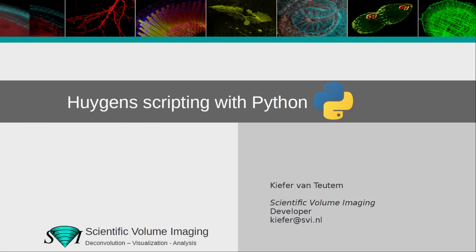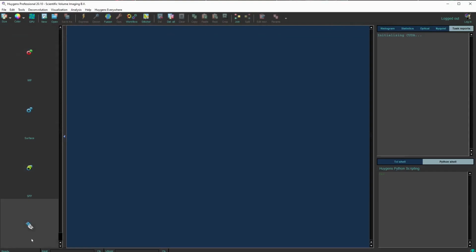Now, before we begin with an explanation of Python itself, I want to show you a fun little example that shows the power of the Python scripting. So let's hop over to Huygens Professional. Alright, so I've already prepared a little script that'll generate a simple 3D fractal. So let's have a look at that.